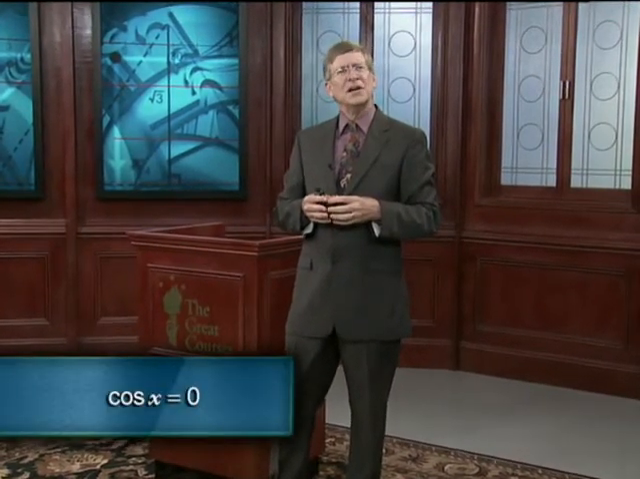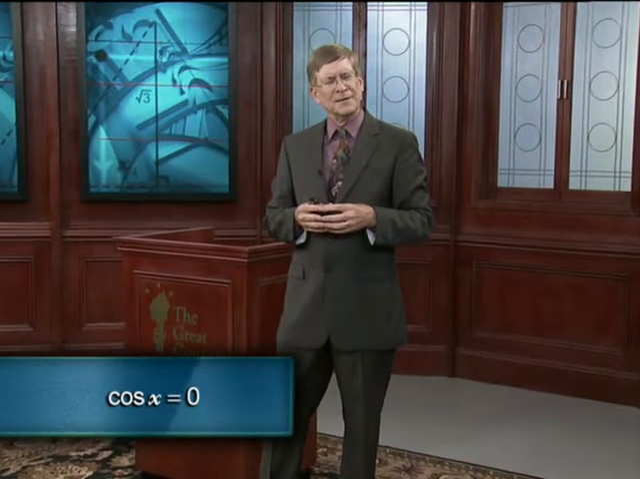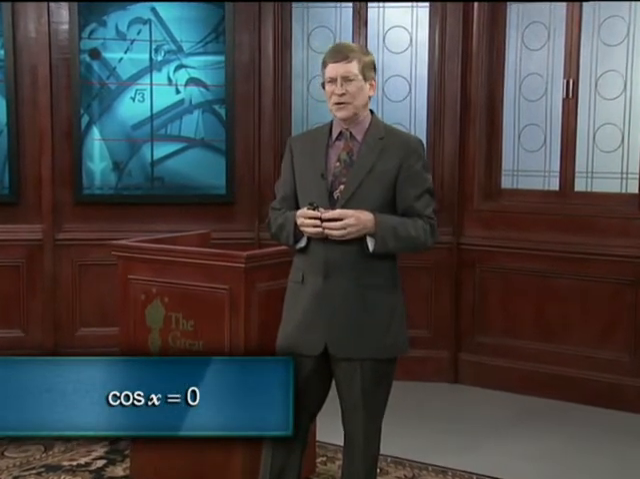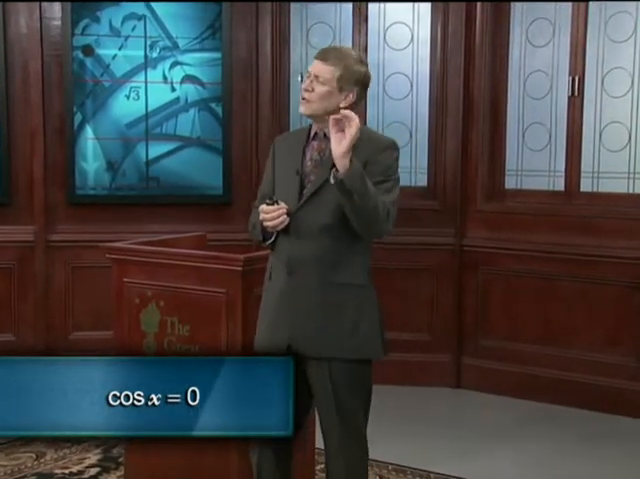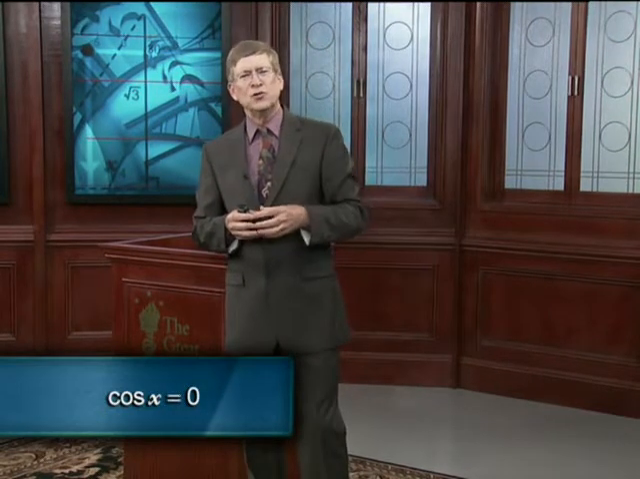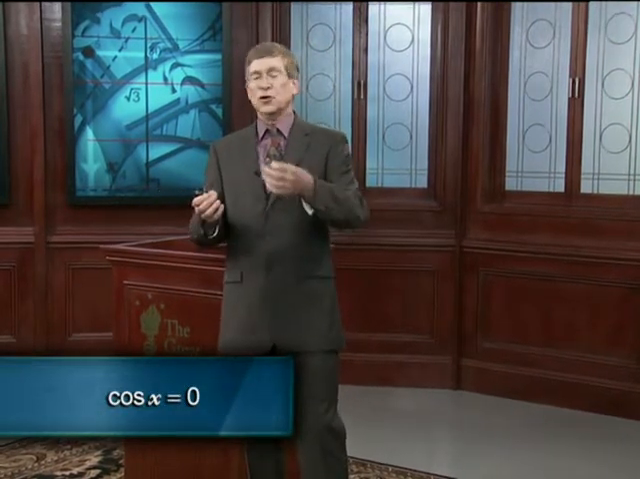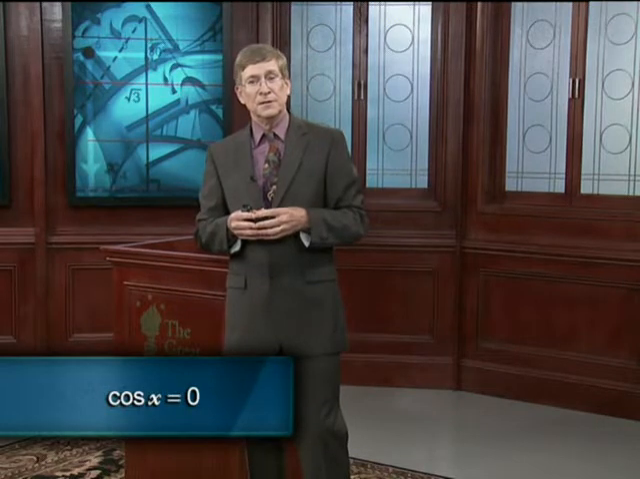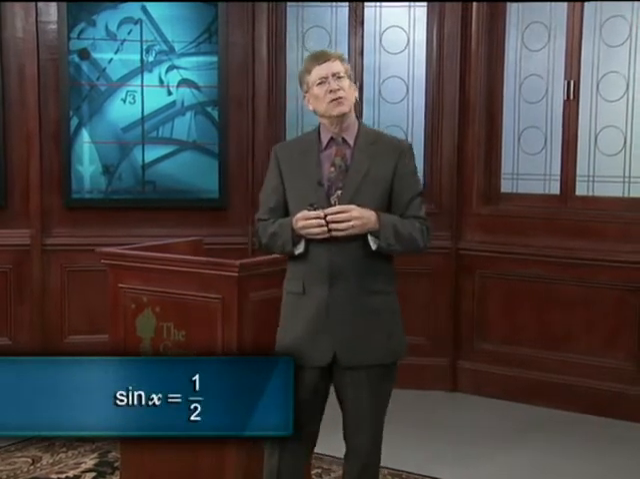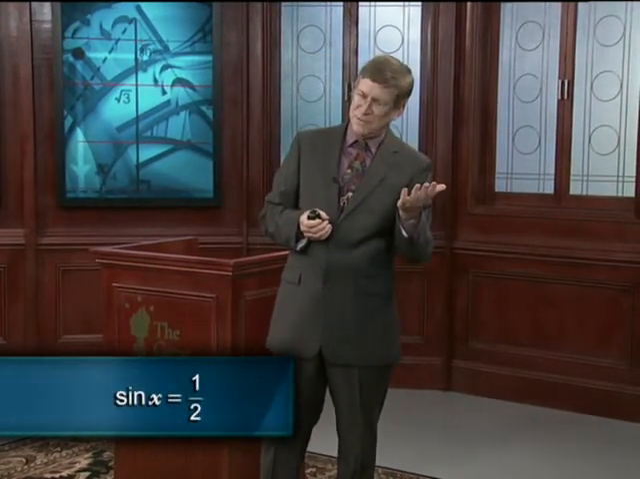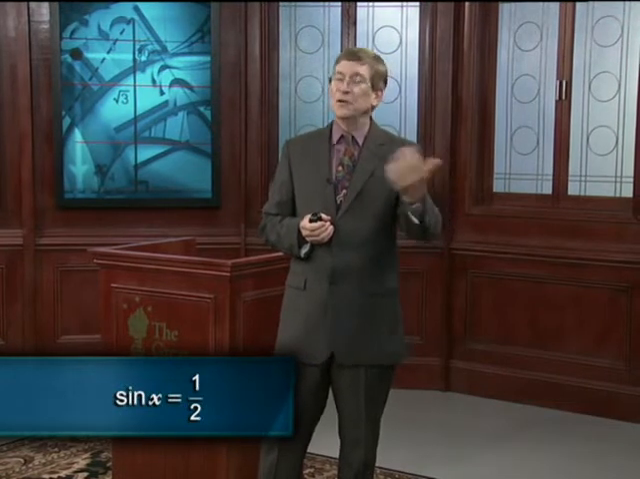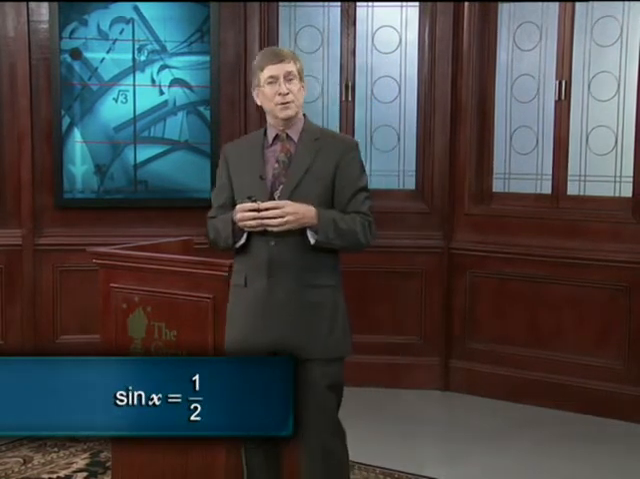Let me give you some quick examples. Cosine x equals 0. Okay, that's not true for all x, of course not. But there are some values of x for which that's true. For instance, pi over 2. Cosine of pi over 2 is 0. How about sine x equals a half? For some x values, it's true. For others, it's not. In fact, we'll solve that problem in a moment.